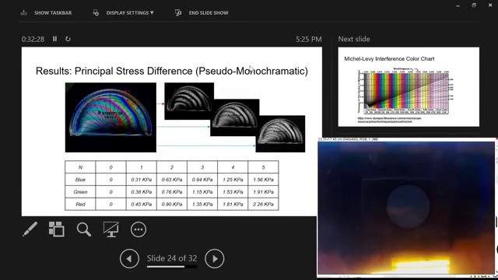And actually, this is the reason we moved to white light, because you can see these fringe colors don't really look a lot like these colors. This image here was taken with our LED source, like this one right here.